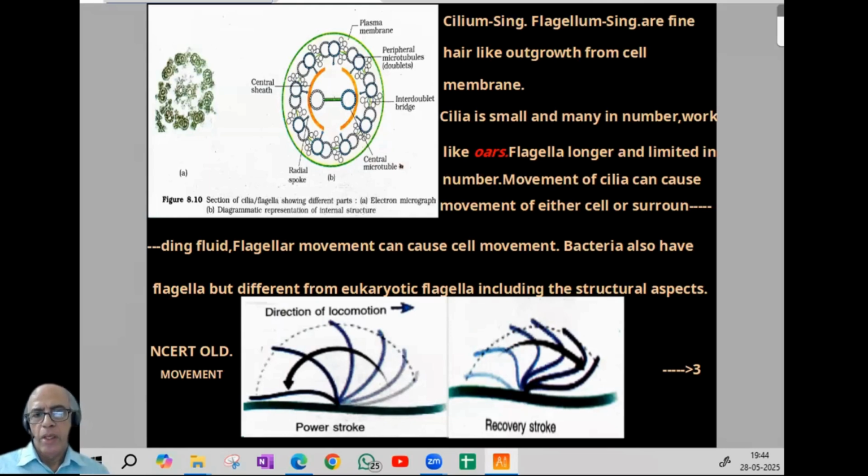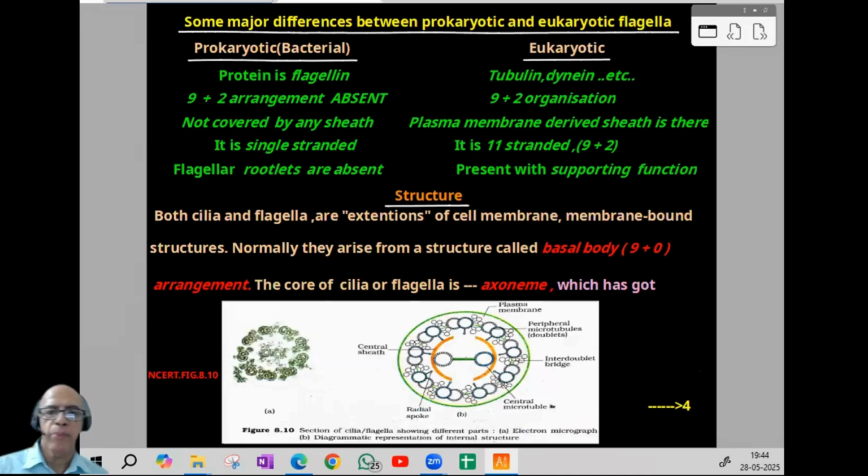Then bacterial flagella and eukaryotic flagella, different in many aspects. This too shows power stroke and recovery stroke. Then differences between bacterial flagella and eukaryotic flagella. Then structure, that is basal body 9+0. Then the core is axoneme, which has two sets of diagrams.